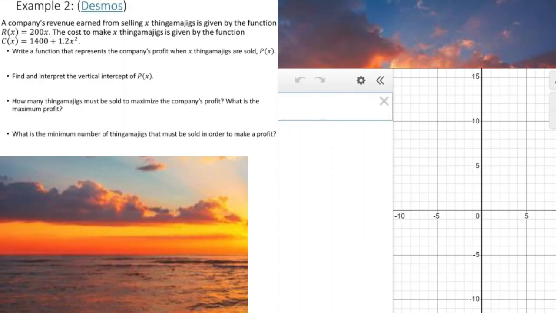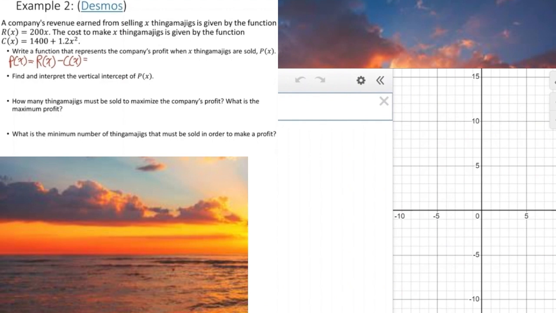A company's revenue earned from selling x thingamajigs is given by the function r of x equals 200x. The cost to make x thingamajigs is given by the function c of x equals 1,400 plus 1.2x squared. The first part is we're going to write a function that represents the company's profits when x thingamajigs are sold, and this function is going to be called p of x. Recall that p of x, profit, equals the revenue minus the cost. So p of x equals r of x minus c of x.